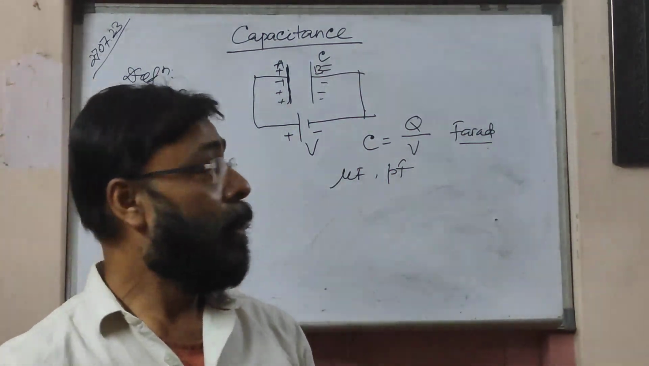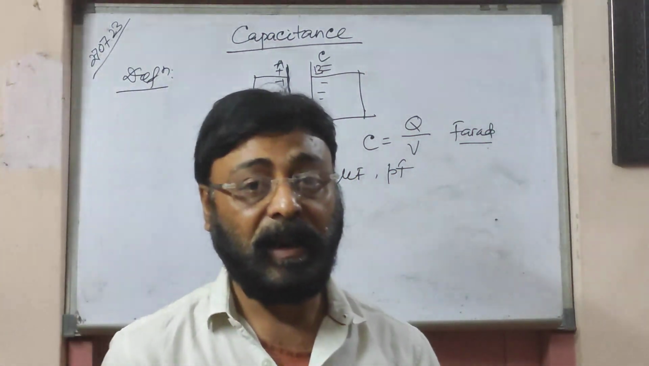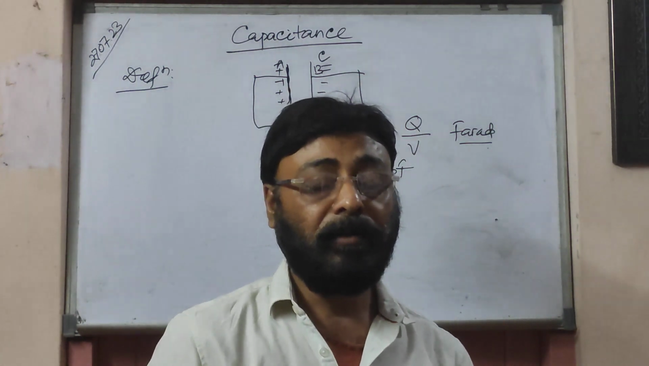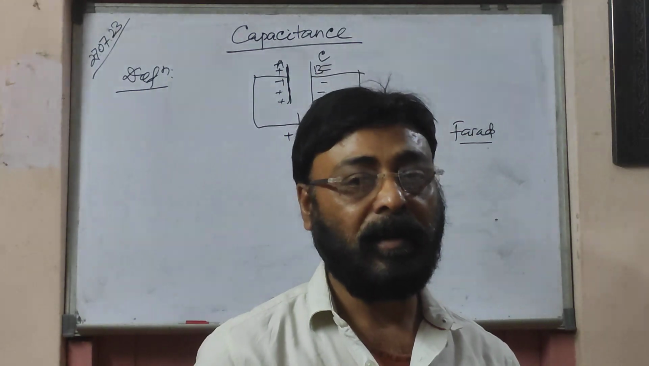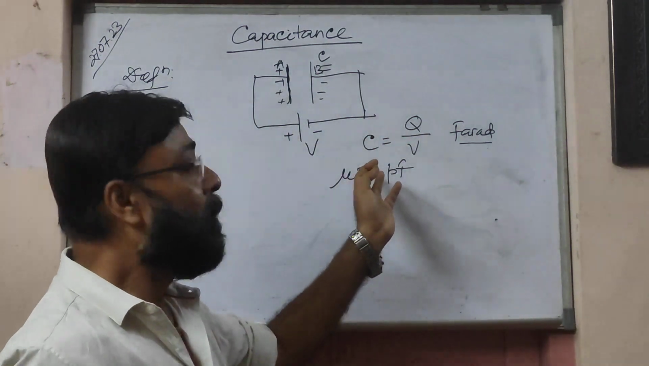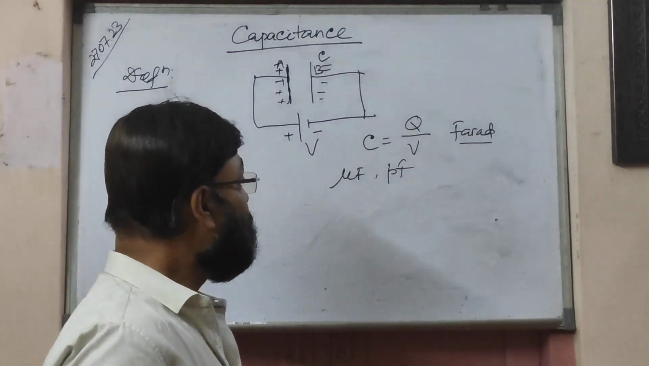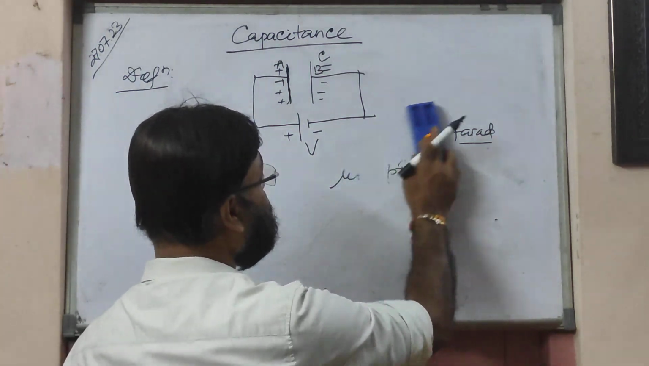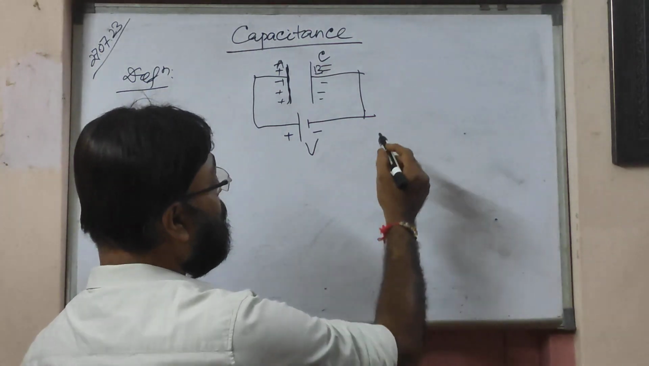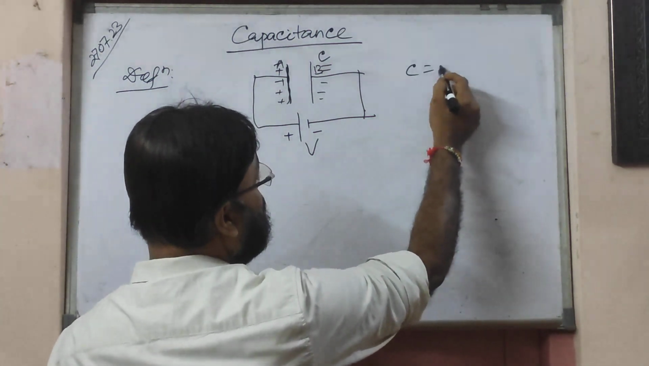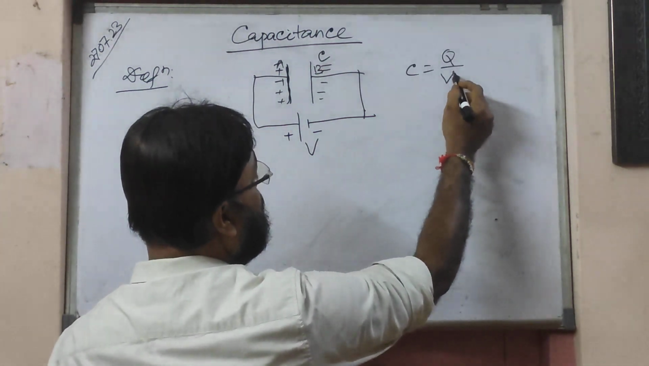Now how do we find the capacitance of a parallel plate capacitor? Because there are cylindrical capacitors, and there may be spherical capacitors. Now take the example of a parallel plate capacitor. We will start with that. So the first equation is C is equal to Q by V.